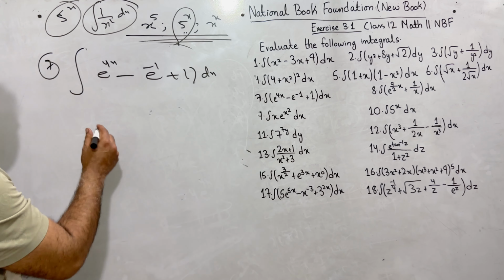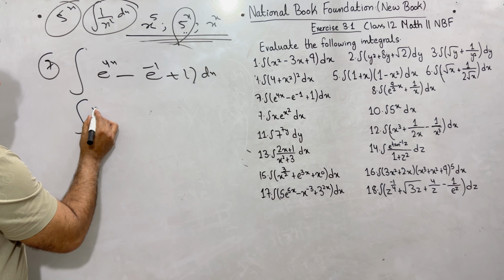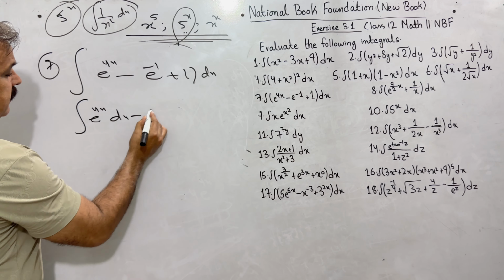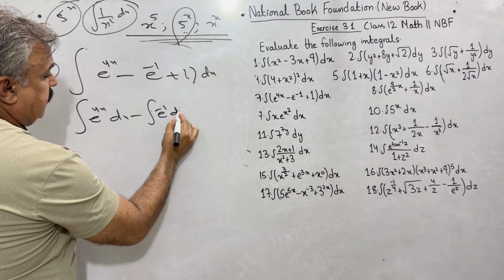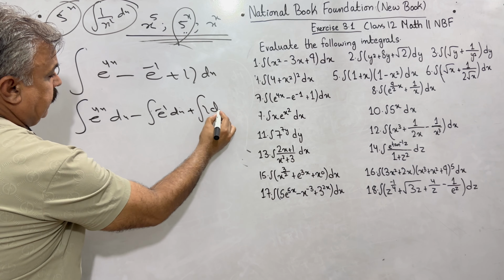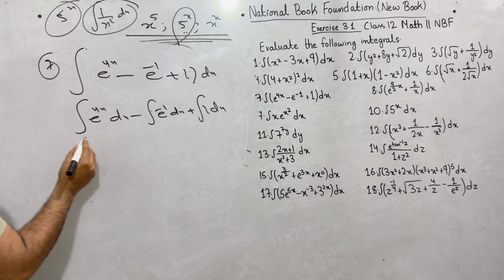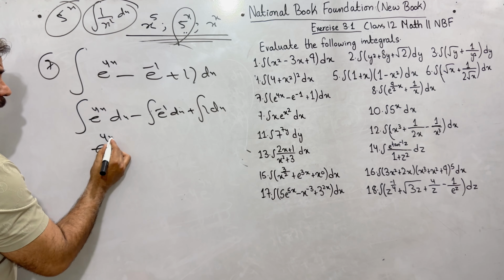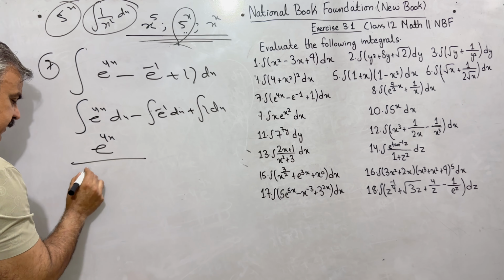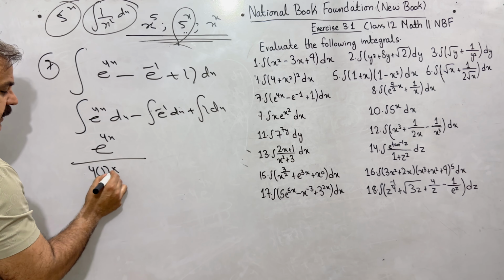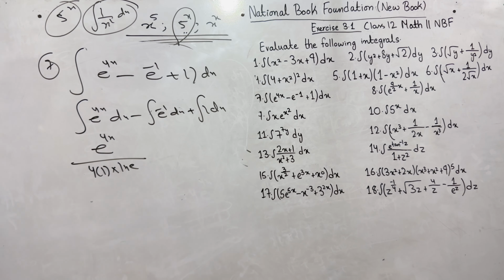Here we cannot add 1. Just multiply simply throughout: e raised 4x dx minus e raised minus 1 dx plus 1 dx. Base constant, power variable. It's the same. Divide with the derivative of power as well as ln with base. Ln e, we are familiar, ln e is 1, so 4 times 1 is 4.